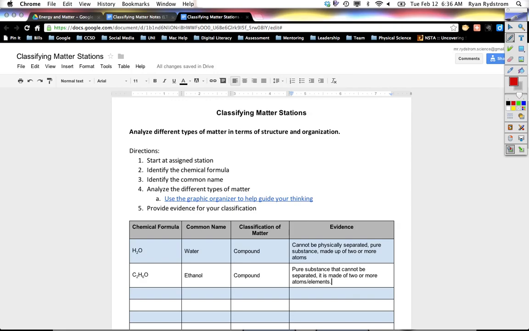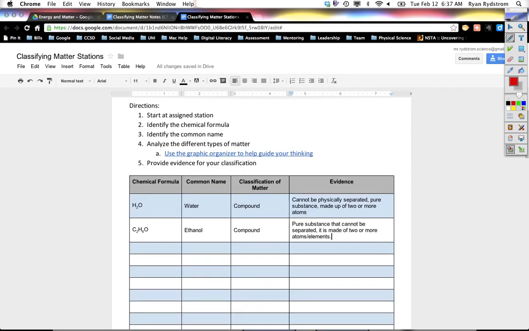So to recap, you're going to go through the matter stations. You're going to start at that assigned station. As a group, first you identify the chemical formula, then identify the common name. Then you're going to analyze the different types of matter by using your graphic organizer or your mind map. And then you need to provide evidence for your classification. The evidence is the answers to the questions. Remember that. If you need help with that, go back to the proficient level of understanding in your notes where we described matter. It's the same thing.